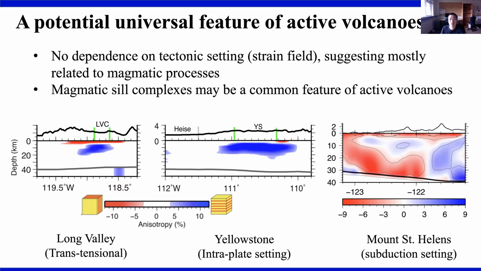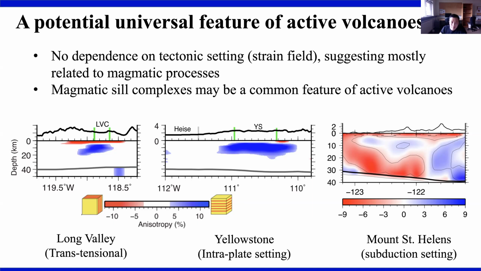So the first one is that if you put them together, the Long Valley caldera in a transtensional boundary, Yellowstone in an intraplate hotspot setting, Mount St. Helens in a subduction setting, we see this interesting positive anisotropy associated with melts. So I think it indicates that maybe the tectonic setting doesn't matter. What we are seeing here is mostly related to magmatic process. And so we can infer that magmatic sill complex may be a common feature for active silicic volcanoes in particular.